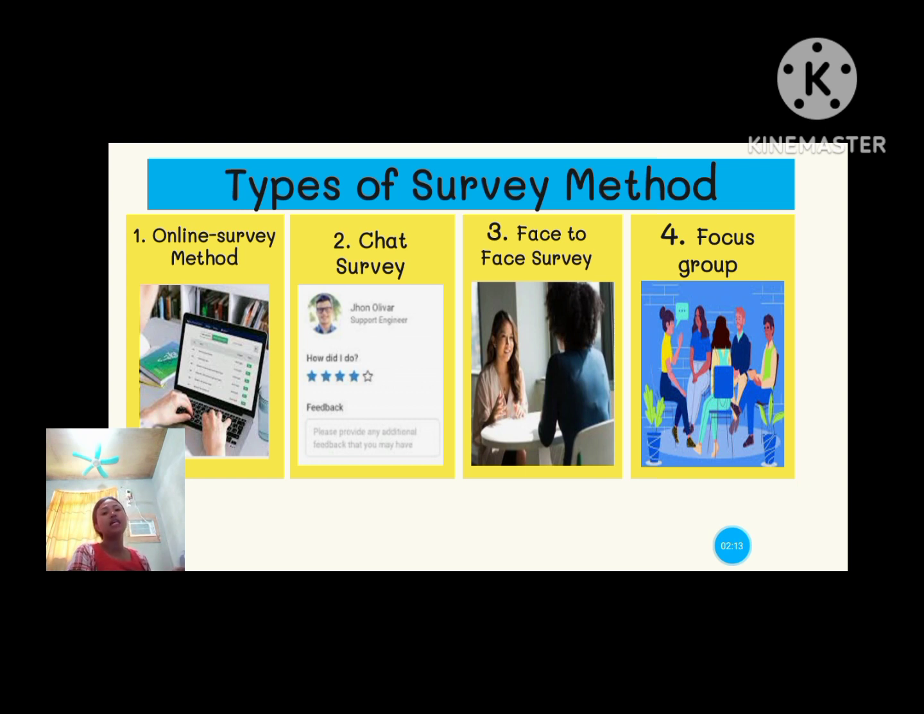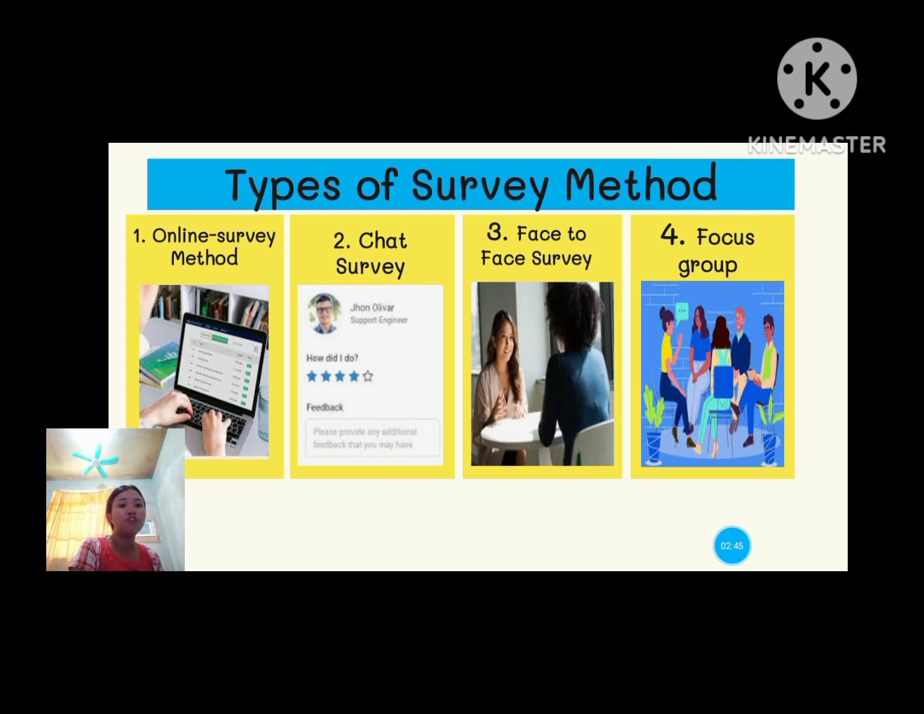The third type of survey method is the face-to-face survey. From the word itself, it is a personal interview survey. It requires little effort on the part of the respondents as the interviewer meets them at a pre-arranged time and location. Then, the interviewer works directly with the respondents while filling out the survey and clarifies their doubts.